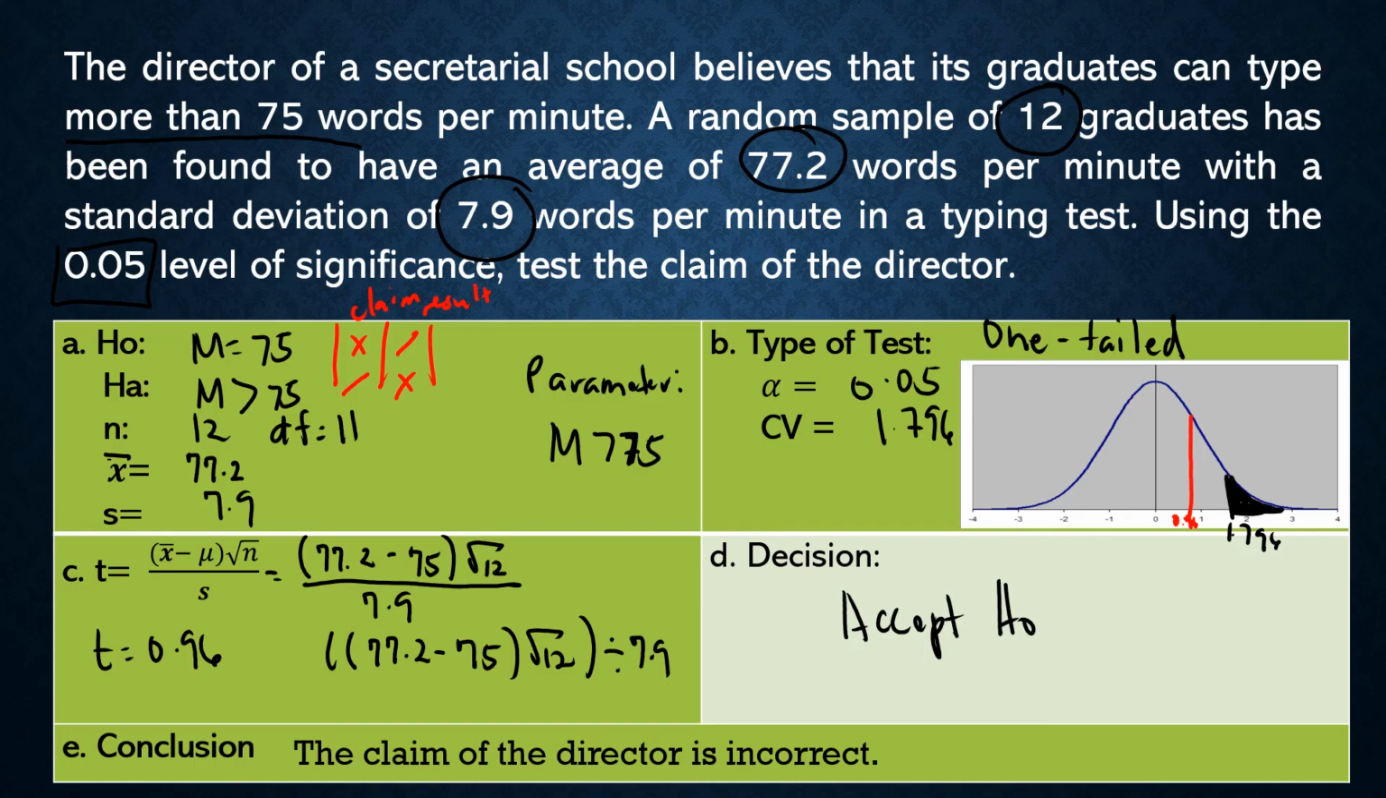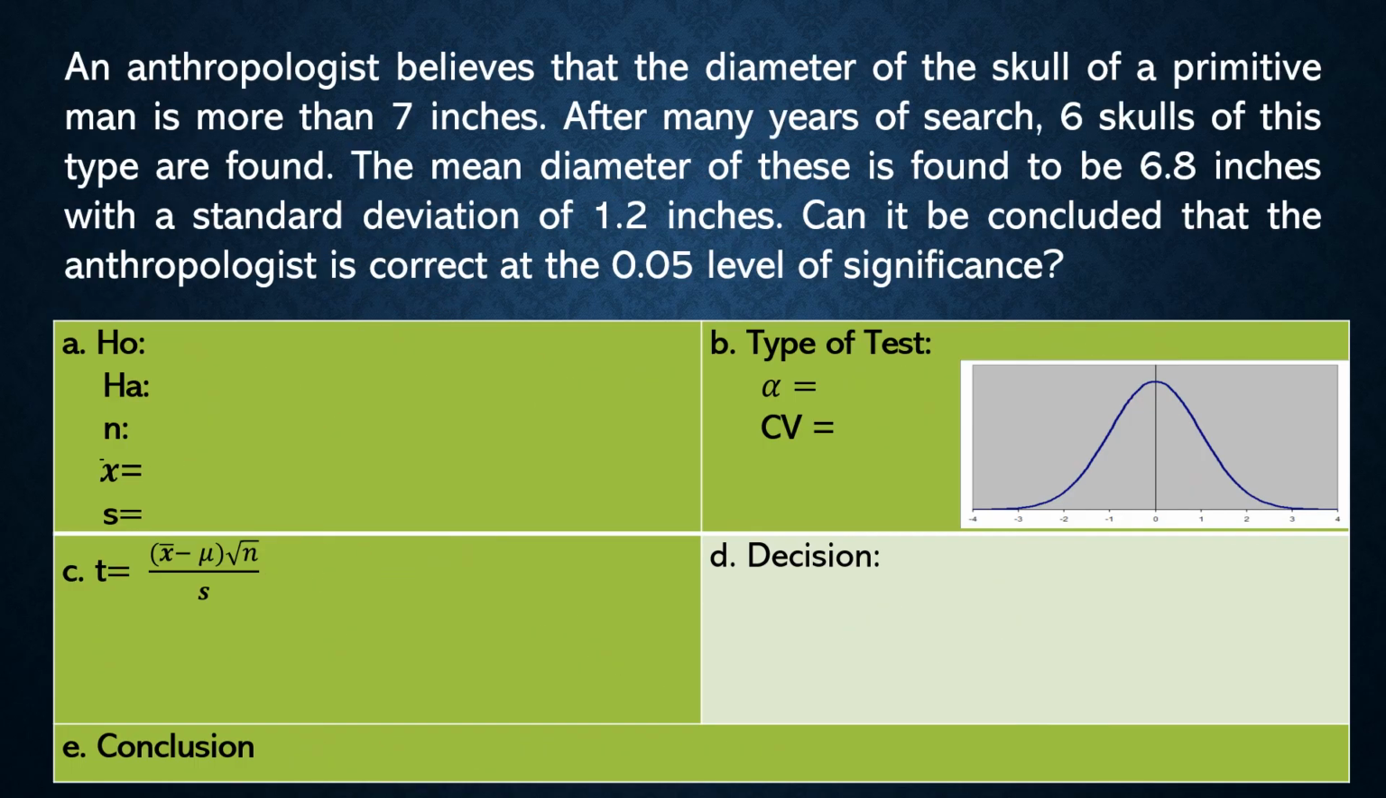Okay, let's try another example. An anthropologist believes that the diameter of the skull of a primitive man is more than 7 inches. After many years of search, 6 skulls of this type are found. The mean diameter of this is found to be 6.8 inches with a standard deviation of 1.2 inches. Can it be concluded that the anthropologist is correct at the 0.05 level of significance?